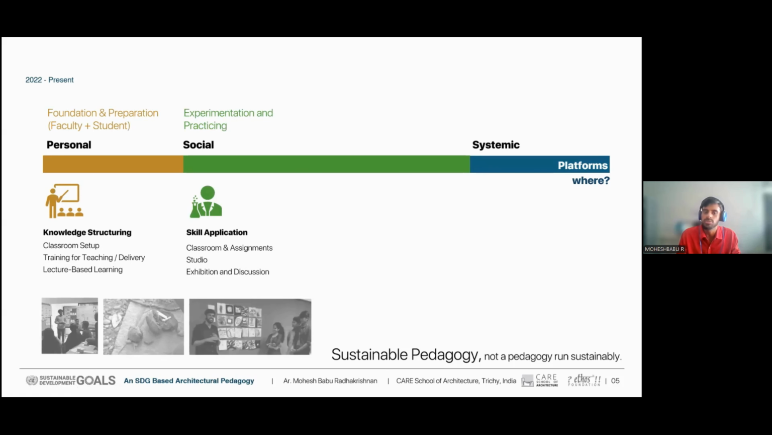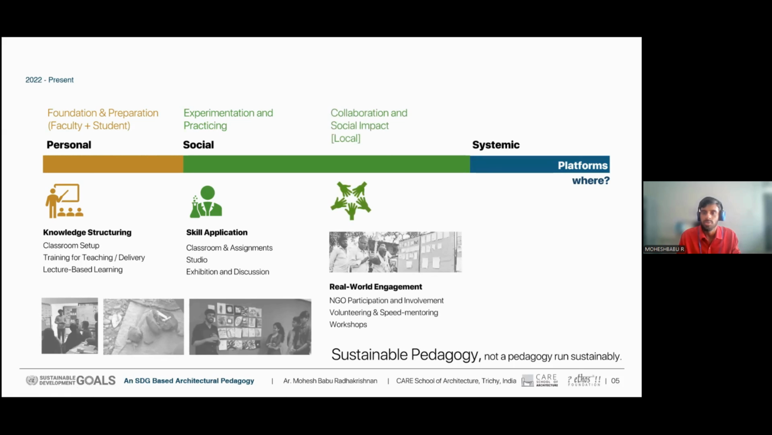Secondly, it applies to the social level, which is for the students: classroom assignments, the studio, exhibition, and discussion, which come under experimentation and practicing. Then we have collaboration and social impact, which involves the local community, which brings in real world engagement through NGO participation, involvement, volunteering, peer mentoring, and workshops.